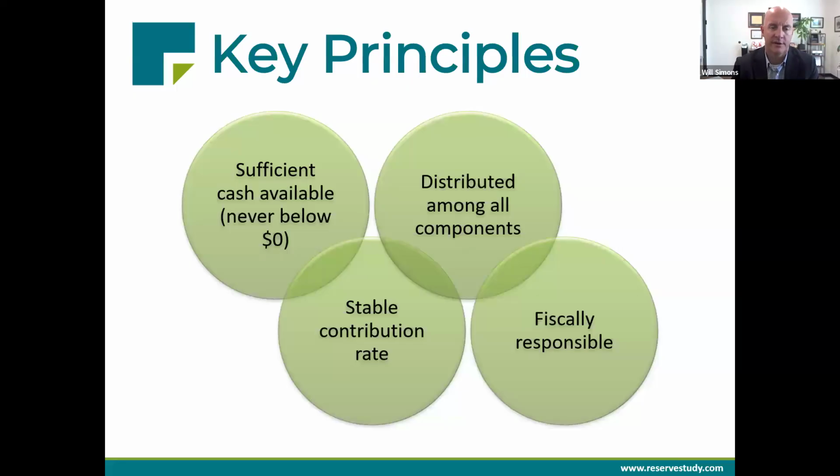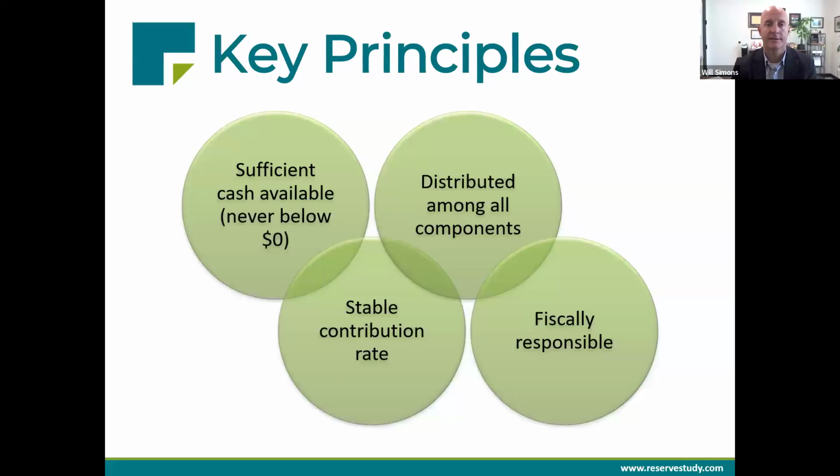Because if you go below zero in your forecast, you are guaranteed to need a special assessment or a loan to make up the shortfall, which is, again, something we're trying to avoid. What I say here about being distributed amongst all the components means that you fund everything all the time. You don't take years off. As soon as you've replaced a roof, you immediately begin funding reserves for the next roof replacement cycle.